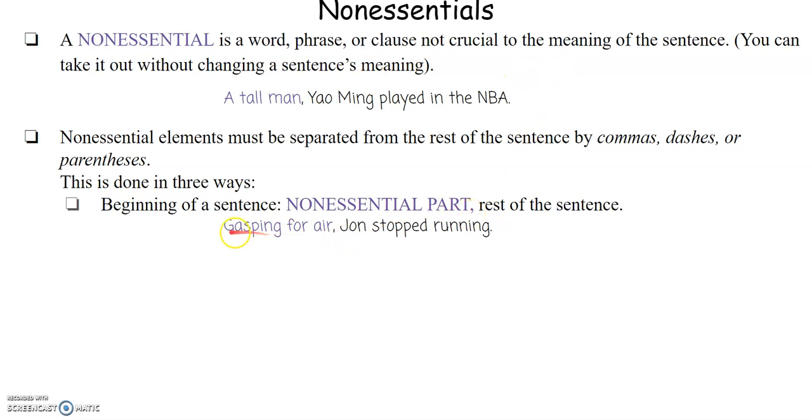Let's look at an example. Gasping for air, comma, John stopped running. We can take that out and just read, John stopped running, and it's fine, so we know that this is not essential information in the sentence, which is why we put that comma in.